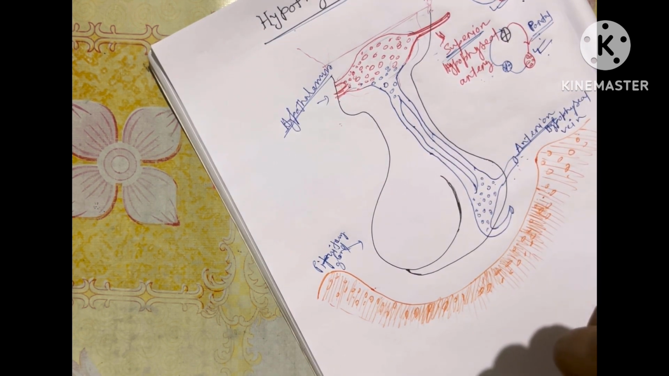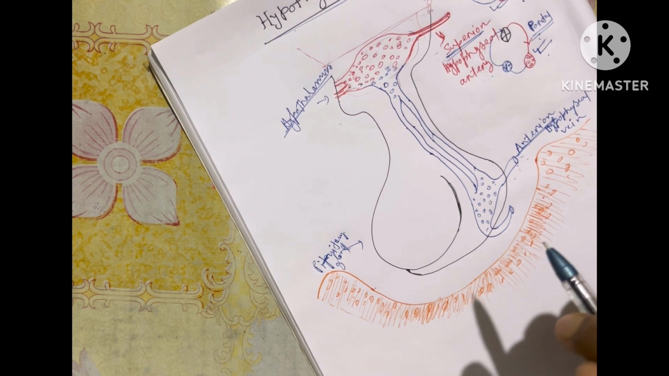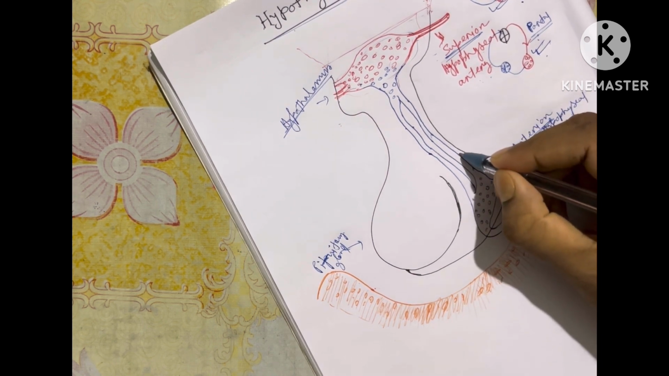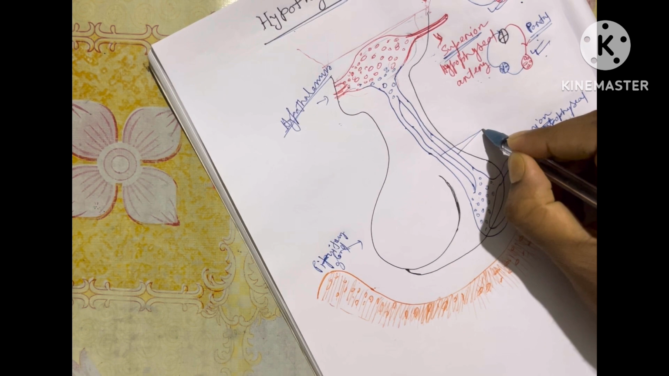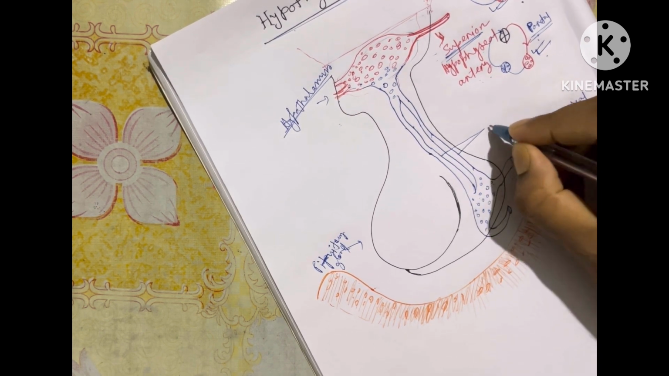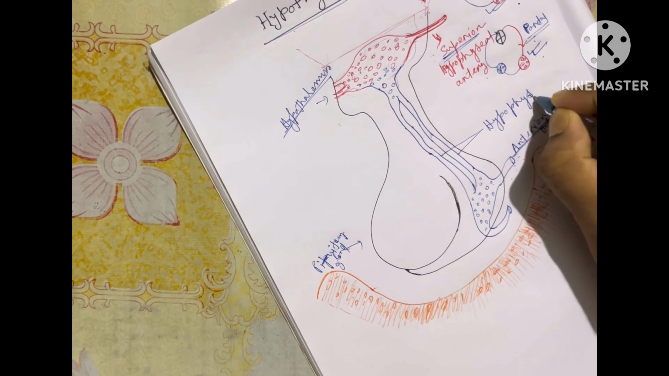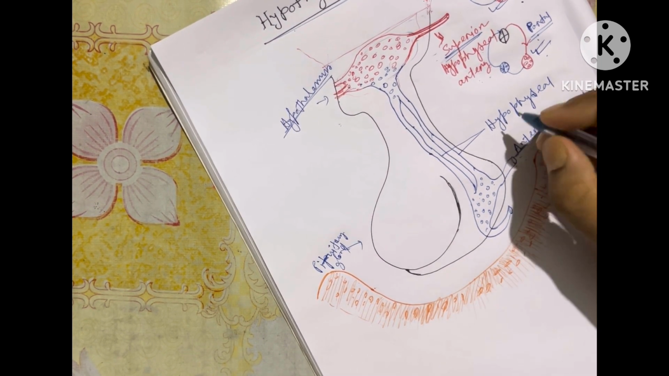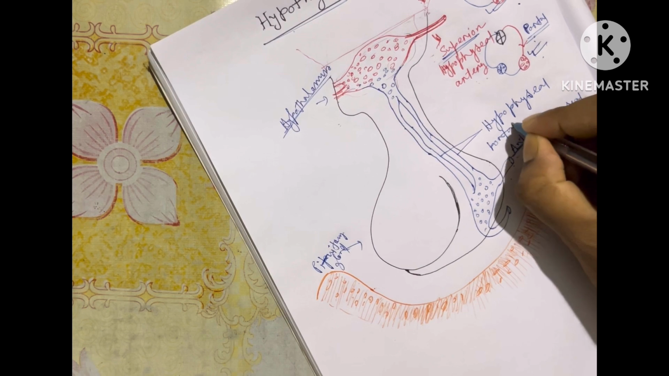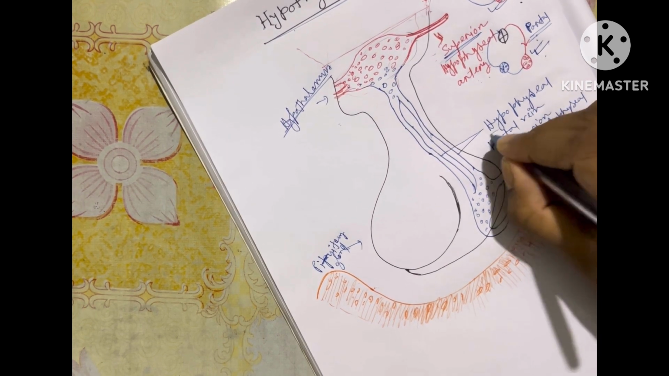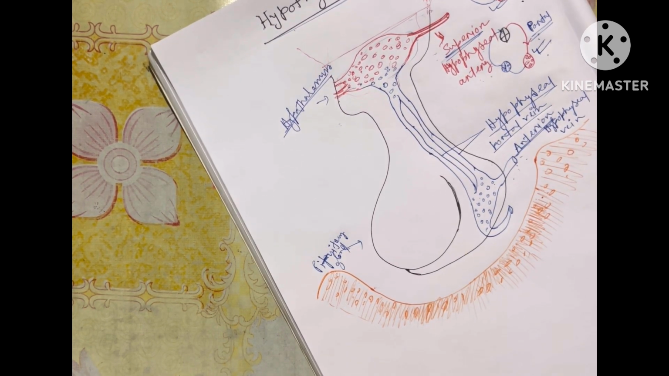What is the name of these two veins? They are called the hypophyseal portal vein. So this is the hypophyseal portal vein.